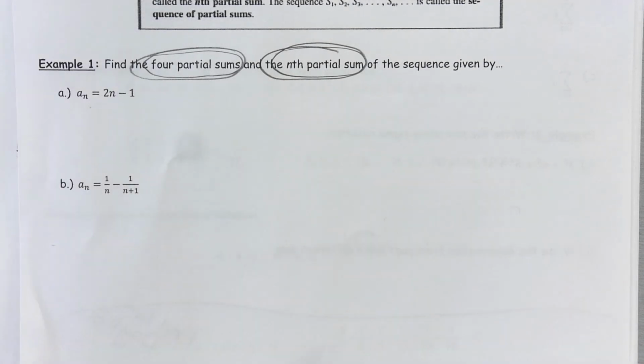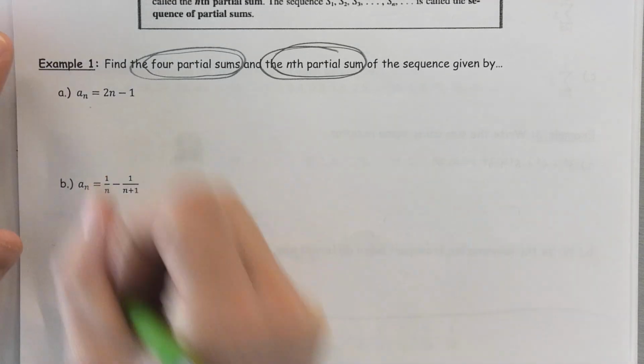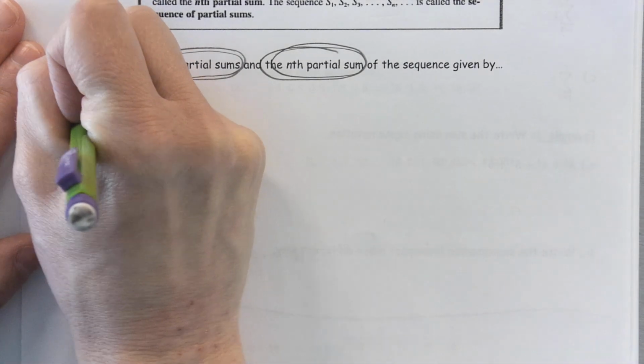Okay, so let's do a couple example problems. This is kind of one of those moments where we jump in. We want to find 4 partial sums, and then we want to find an equation that could give us the nth sum, or any sum that we ever wanted to find. So that's where we are. So let's start by finding some of the terms.